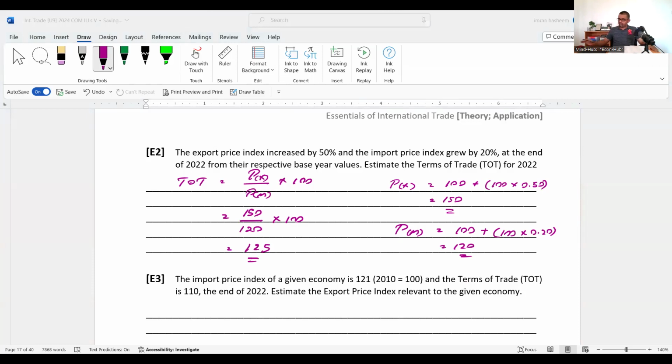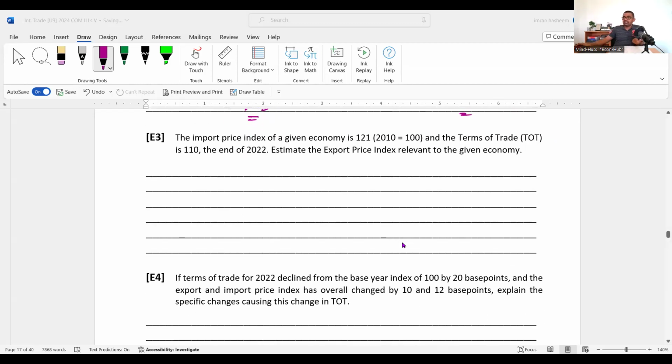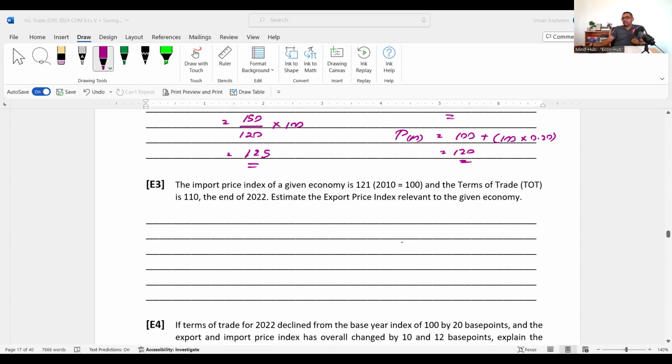Right. Are we okay? Then there's a correction, not in E3, but in E4. We'll do it when we get to that. E3. The import price index of a given economy is 121, base year 100, and the terms of trade is 110 at the end of 2022. Estimate the export price index.